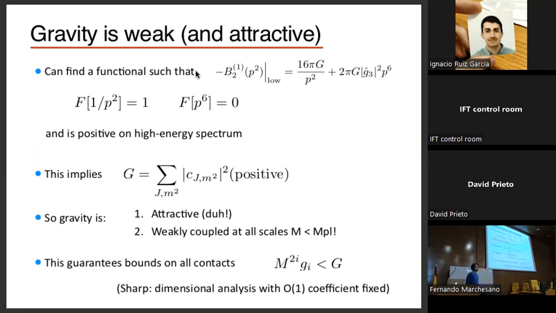But I still miss why it has to be weakly coupled all the way to the Planck scale. Oh, because otherwise one couldn't satisfy this sum rule. This sum rule is a positive sum rule that tells me that the sum of all of these partial waves, which are positive, with positive coefficients, has to add up to G Newton. So if any one of these partial waves was bigger than G Newton, one wouldn't satisfy the sum.